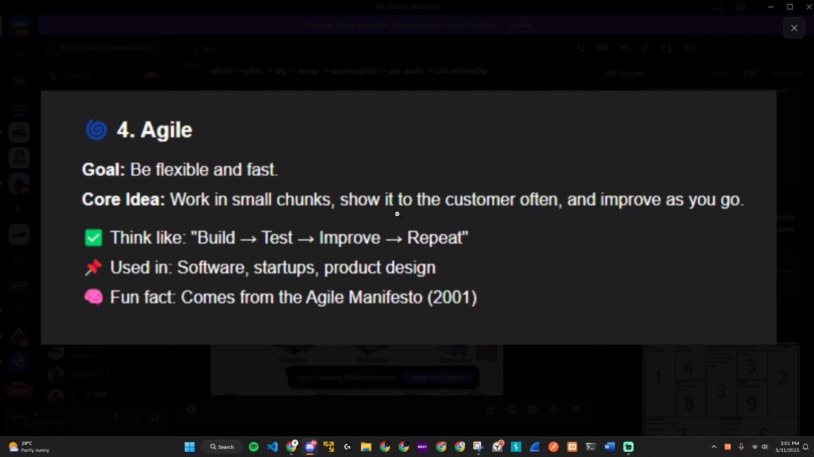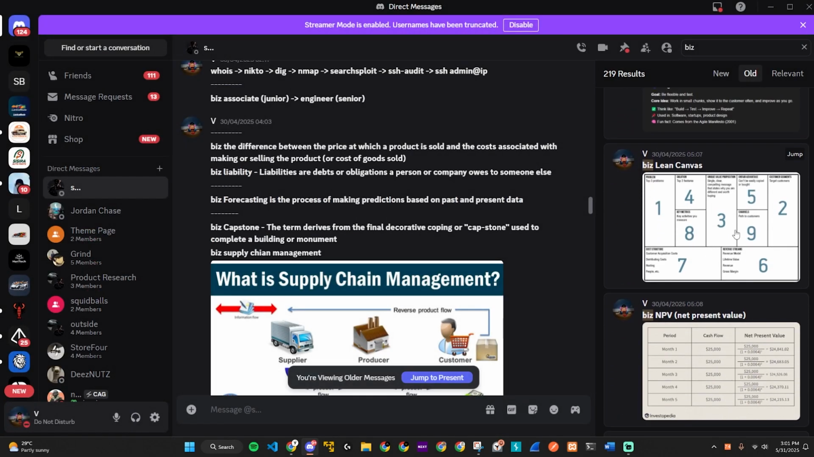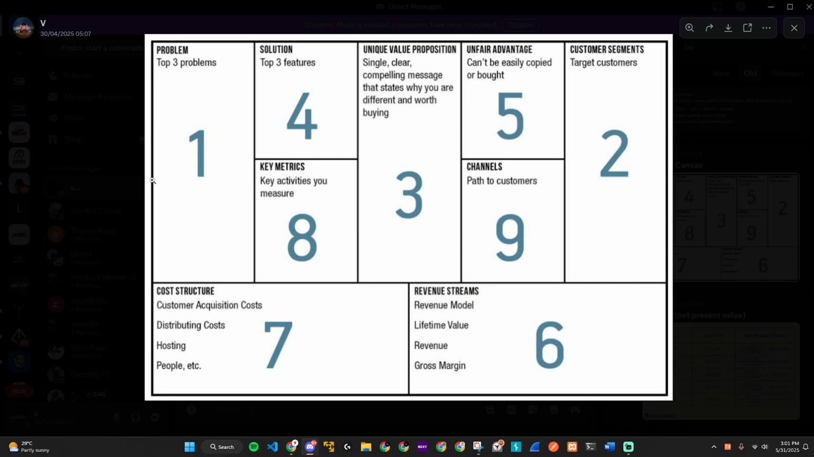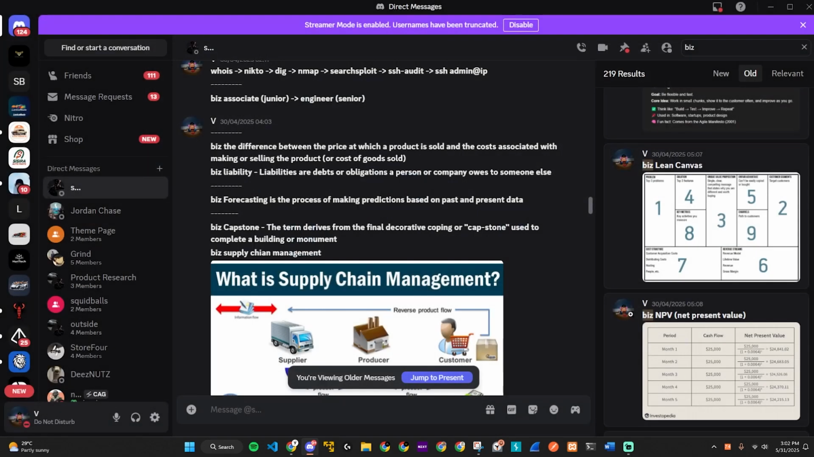Agile: work in small chunks, test, show it to the customer often, improve as you go, get the feedback, build, get the feedback, improve it, and repeat. Like this. Lean canvas, right? That's reducing waste. So lean is reducing waste.